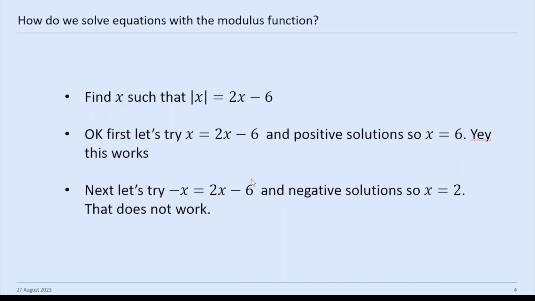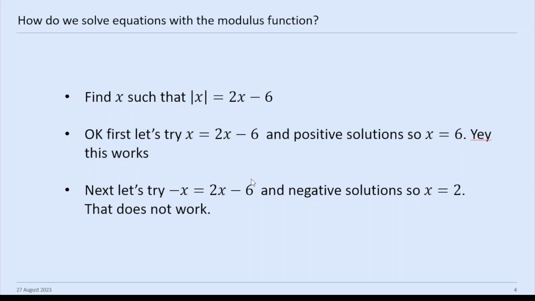So firstly, thinking about solving equations with a modulus function. Let's say we need to find an x such that mod x equals 2x minus 6. It's actually very interesting. Okay, let's first assume that x is positive. So that means that we're going to use mod x as x. So we've got x equals 2x minus 6. We take x from both sides. We add 6 to both sides. We get x equals 6, which works because 6 is a positive number.